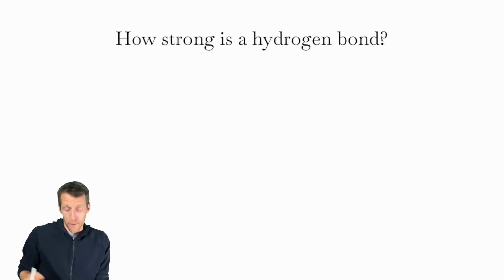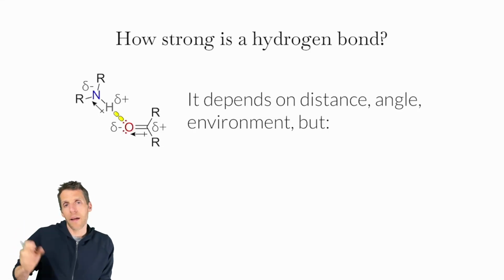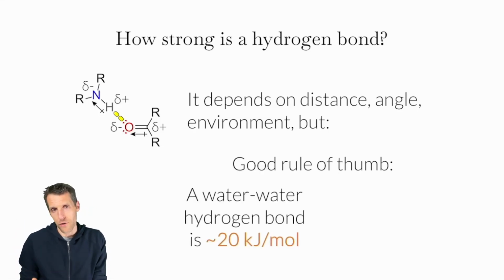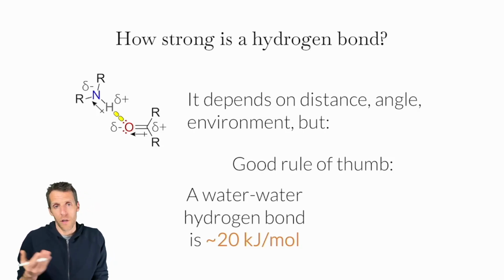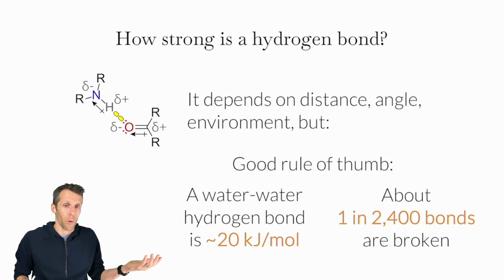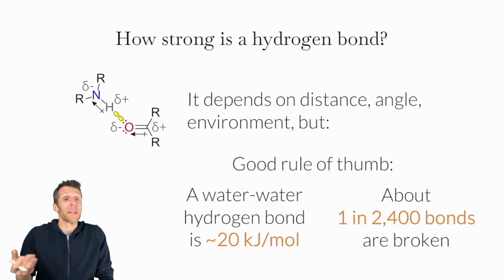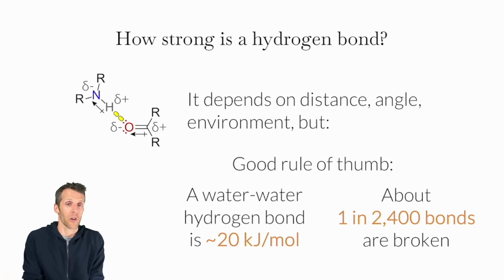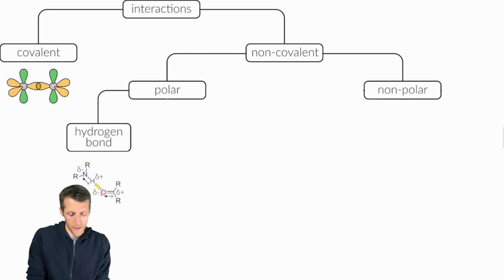So how strong is a hydrogen bond? It turns out it depends on things like the distance and the angle and the environment. But I think a really good rule of thumb is that a water-water hydrogen bond is about 20 kilojoules per mole, which means at a human physiological temperature of 310 Kelvin, about 1 out of every 2,400 hydrogen bonds are broken. So of the bonds that are possible to form, 2,400 of them are formed, and then occasionally one is broken. So it's a relatively strong individual bond, but it's not outlandish, right? The odds of a 1 in 2,000 event aren't crazy when you're talking about something where there's thousands of molecules involved. Okay, that was the hydrogen bond.